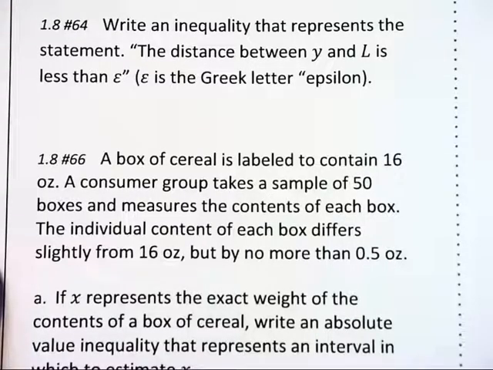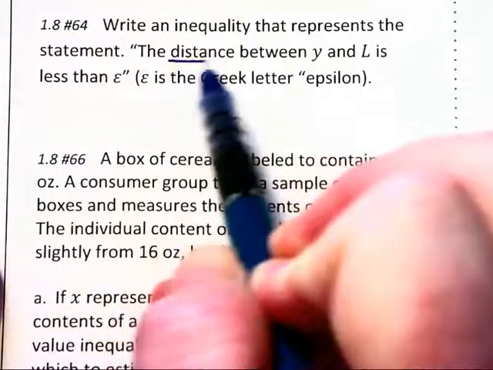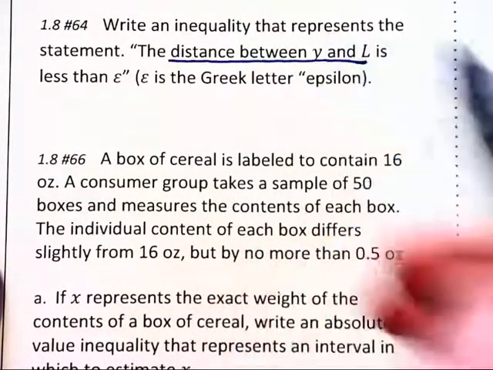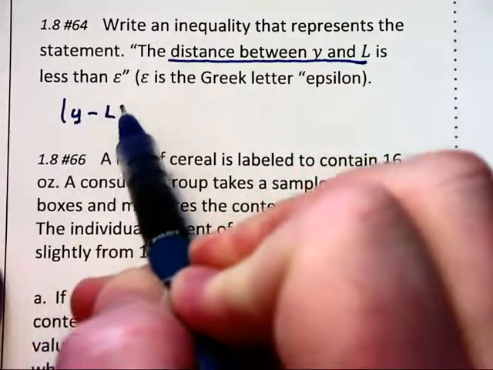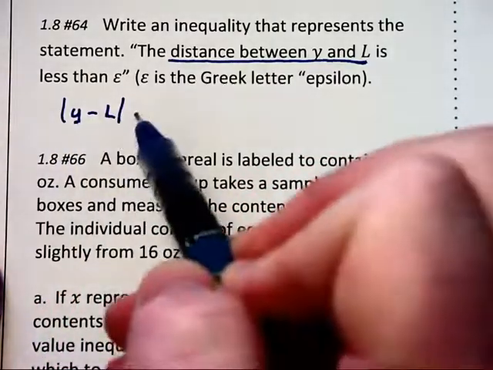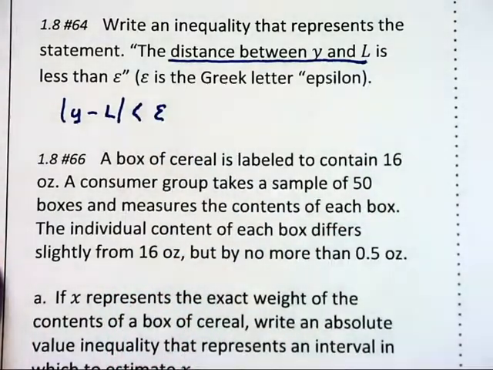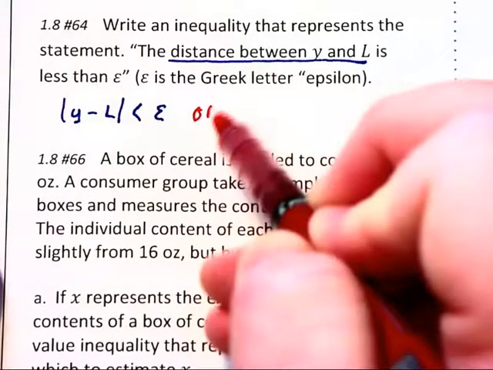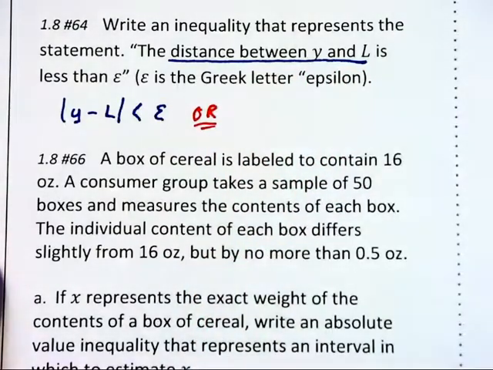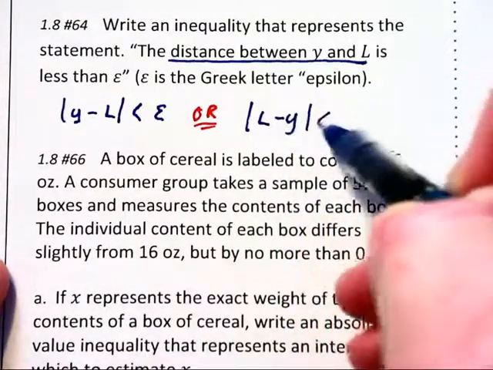Write an inequality that represents the statement: the distance between y and L. Now first off, distance can be represented by an absolute value. So the distance between y and L would be the absolute value of y minus L is then less than epsilon. Now when we took this distance between y and L, we don't know which is larger. So we do have the option of writing this as the absolute value of L minus y is less than epsilon.